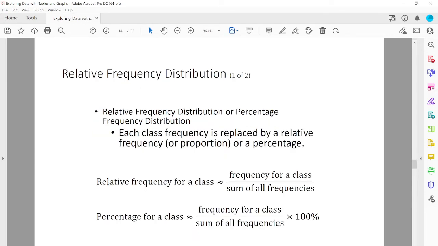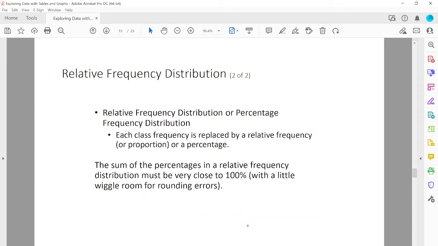We can also find a relative frequency distribution. Relative frequency is the frequency for a class divided by the sum of all frequencies, and percentage frequency is the frequency for a class divided by the sum of all frequencies times 100%. So relative frequency and percentage frequency for a class can be found using this formula. In a relative frequency distribution or percentage frequency distribution, each class frequency is replaced by a relative frequency or percentage frequency.